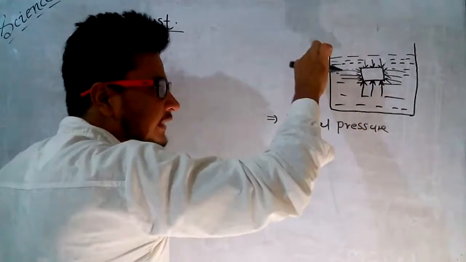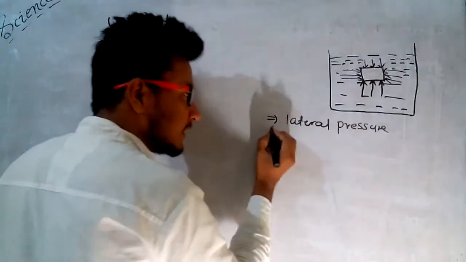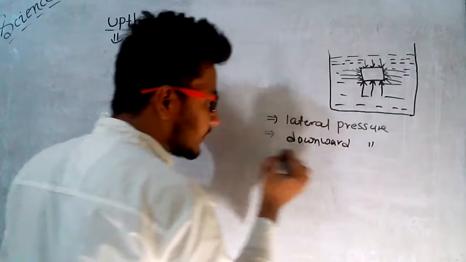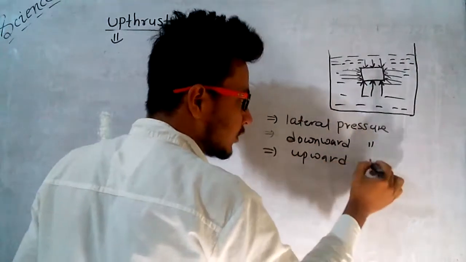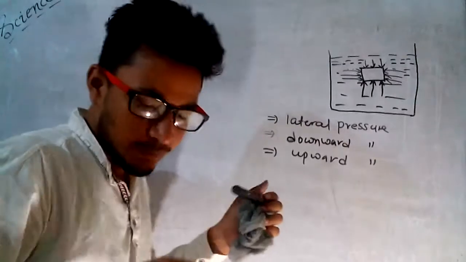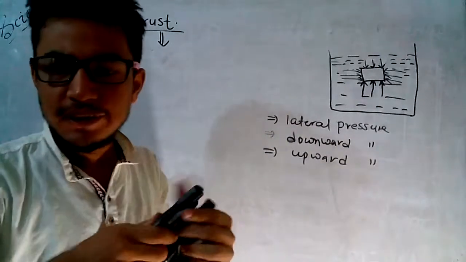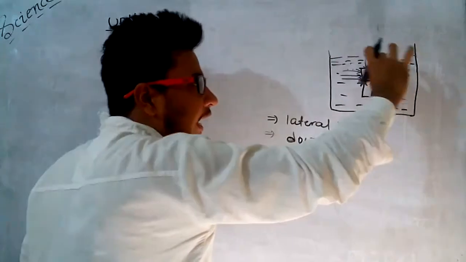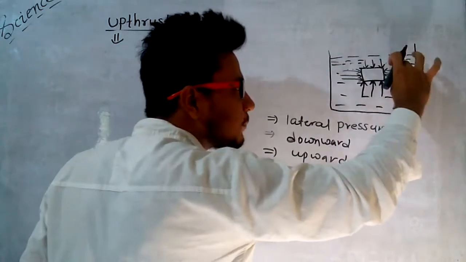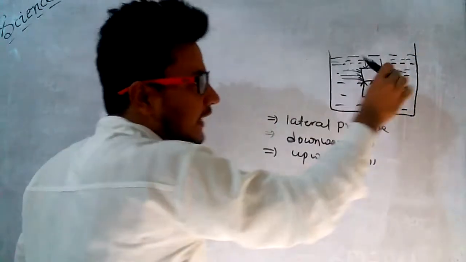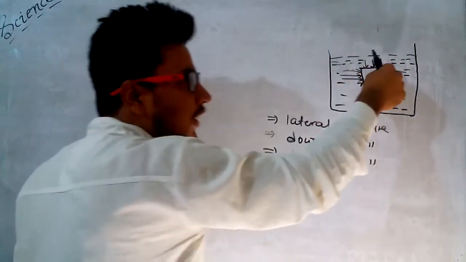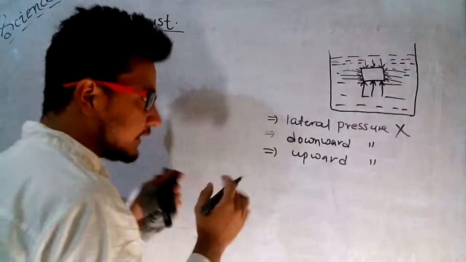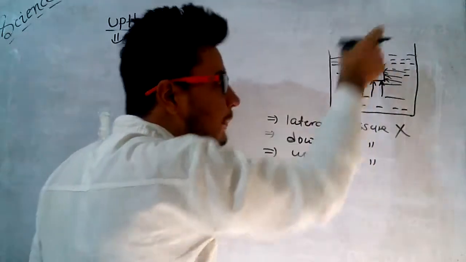First one is the lateral pressure, acting in the sidewise direction, as you see in the figure, this direction and this direction. The second one is downward pressure, and the third one is upward pressure. So there are three pressures acting on this body. These lateral pressures are acting in opposite directions, so they cancel each other out, because they have the same magnitude but opposite direction. So the lateral pressures are cancelled. Then there remain downward pressure and upward pressure.